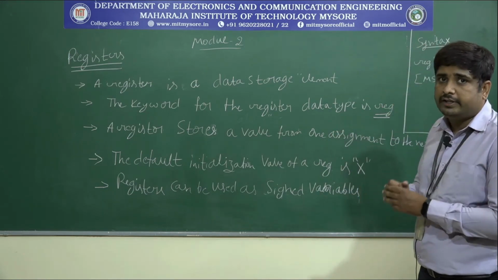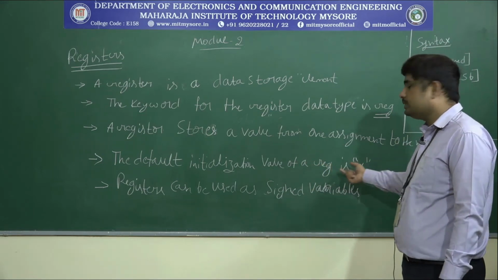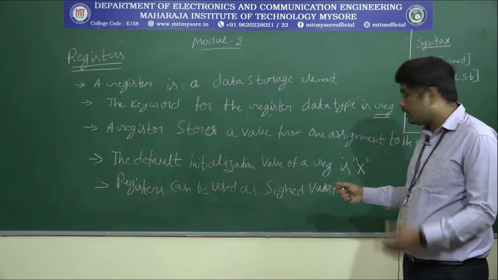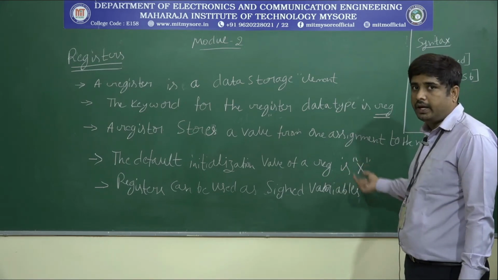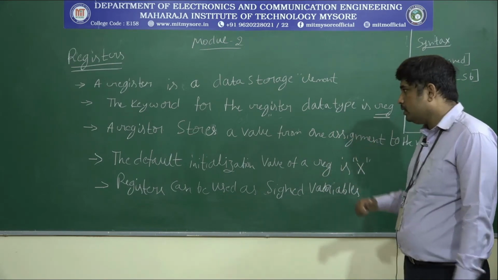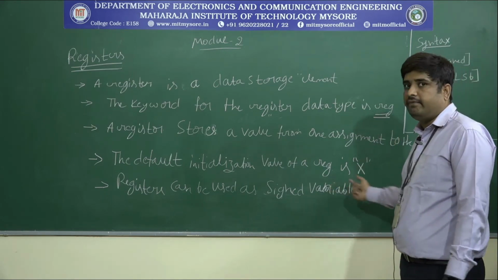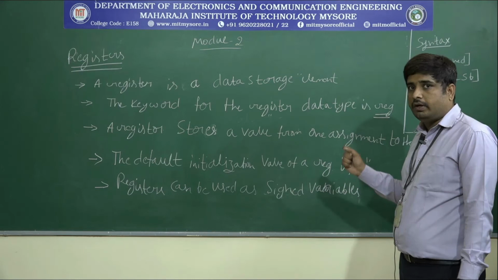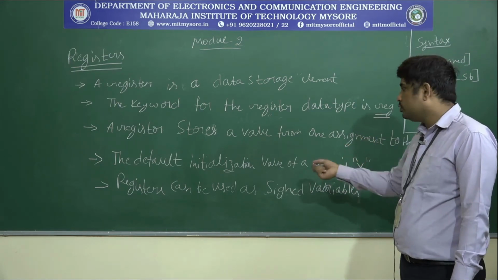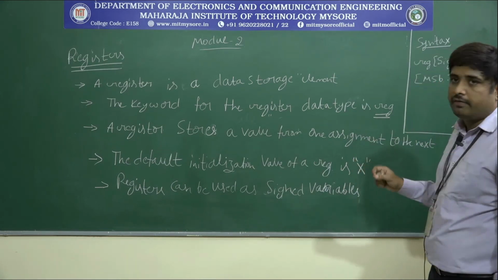The default initialization value of a register is X. So when you have not applied any value, the default value should be X. Here X is don't care, either 0 or 1, or X is also called unknown. A register can be used as a signed variable. Be careful, here we can't apply an unsigned variable, it should be a signed variable. That is the specialty of registers.